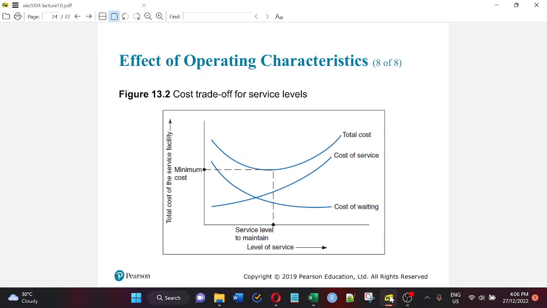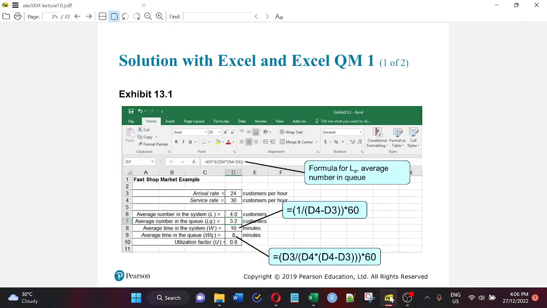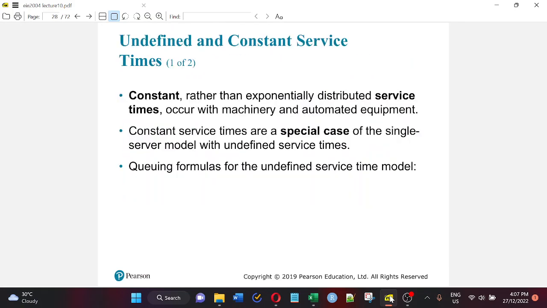This is the summary, and of course there's a cost trade-off for service level. As you increase the cost of the services, the service time will go down, and the cost of waiting will go down. But at the same time, you need to find some point at which the service level maintained is actually minimizing all the cost. So this is the Excel.